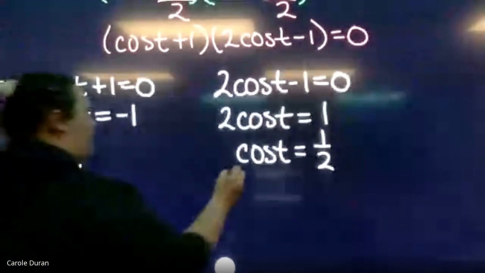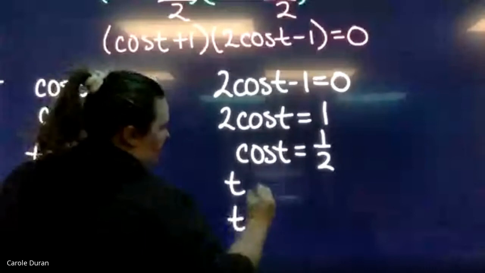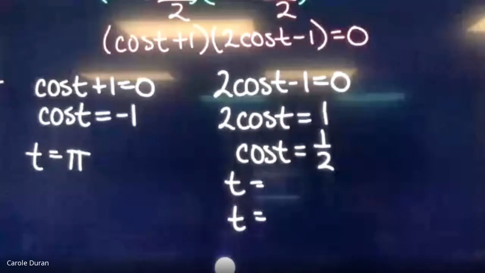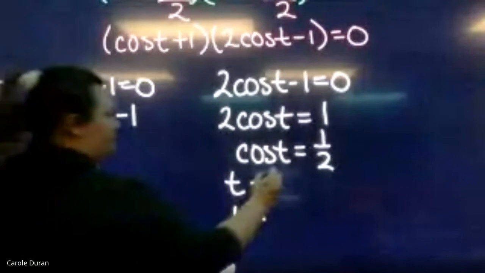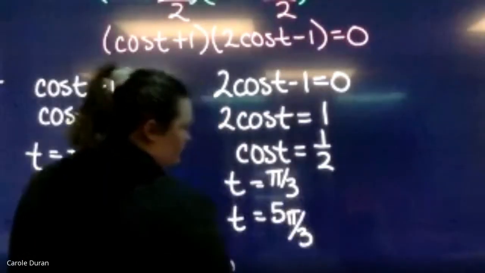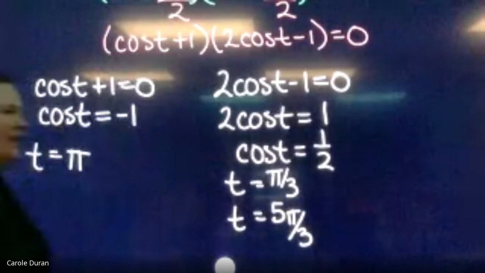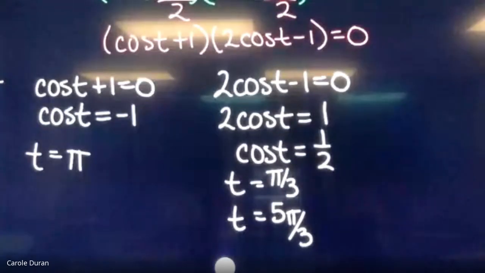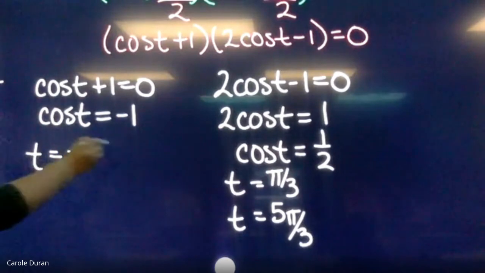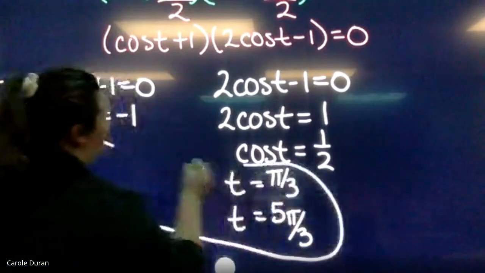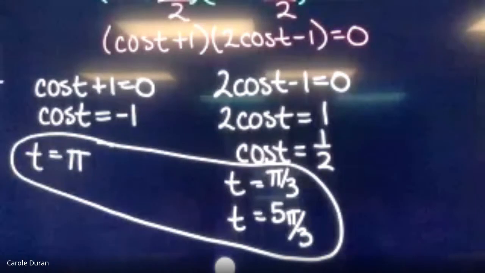I believe there are 2. Pi over 3 and 5 pi over 3. Anybody else get pi over 3 and 5 pi over 3? Anybody get something different? Okay, this is my solution then, all 3 of these angles. Of course, you can write it out nicer if you want to. But then we are finished.